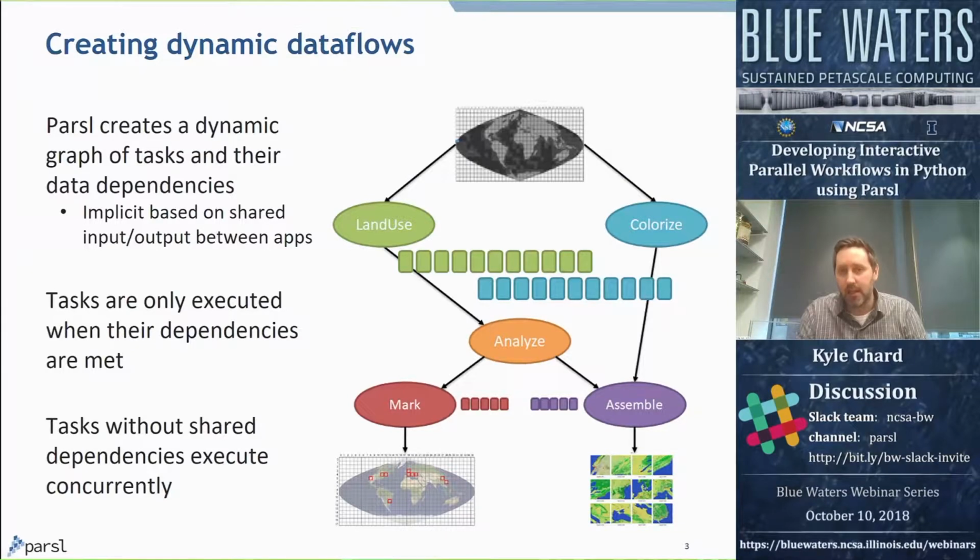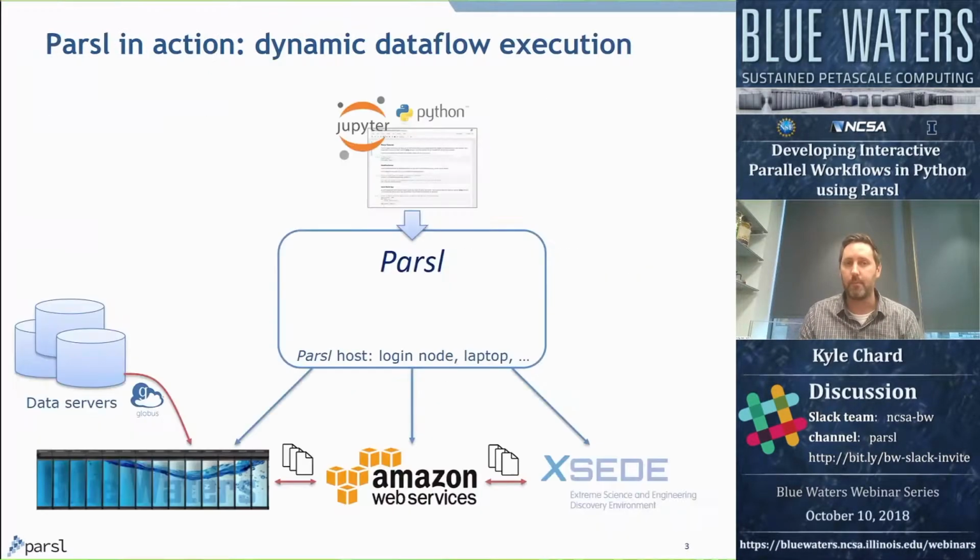So in this example, you can see the land use and colorize apps share no dependencies, so they'll execute completely in parallel. The analyze app will execute as soon as its input data from the land use app are completed, but then the ensemble app won't be able to execute until both the analyze and colorize apps are completed or their data products are produced.